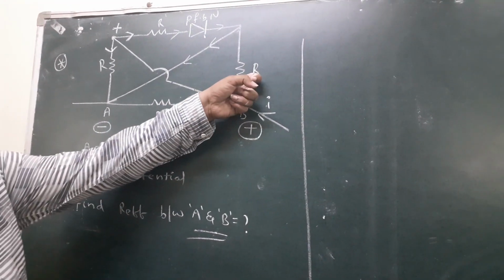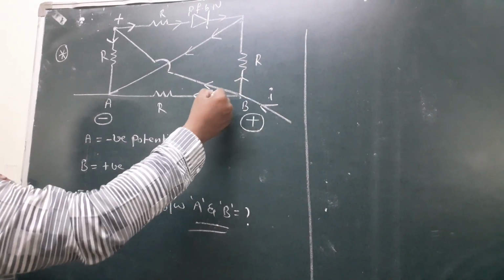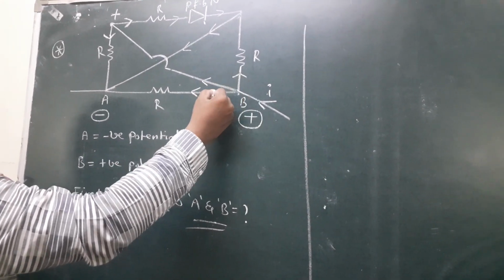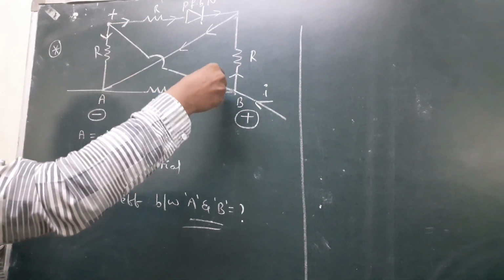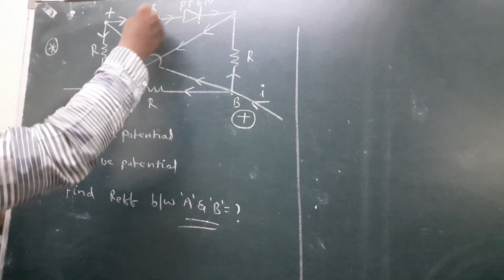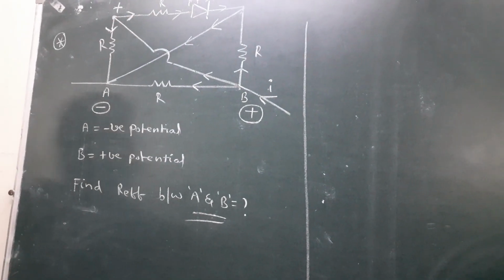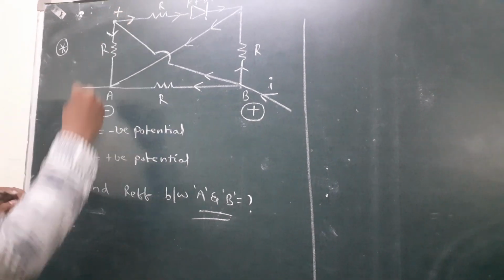Here how many resistors are there? 1, 2, 3, 4. In this situation, the current divides, which means these are parallel. Here two are parallel, current divides. That means in this combination, all resistors are in parallel because at all the points the current is divided.